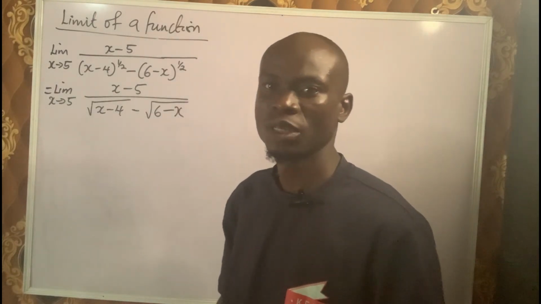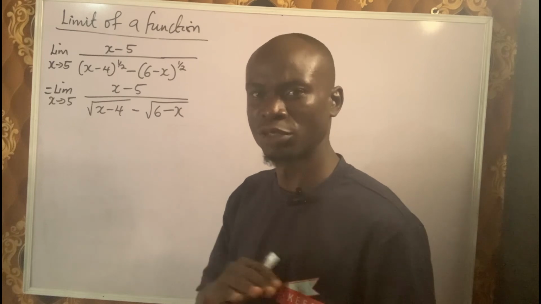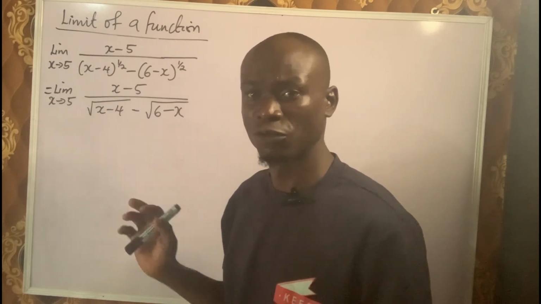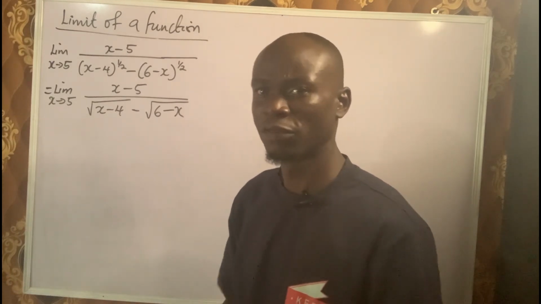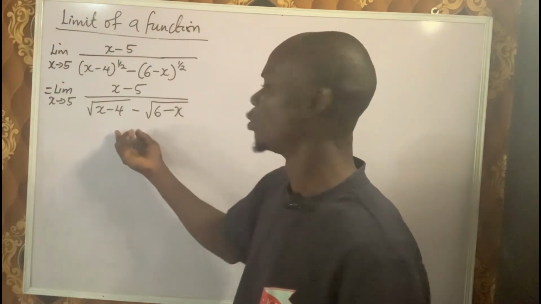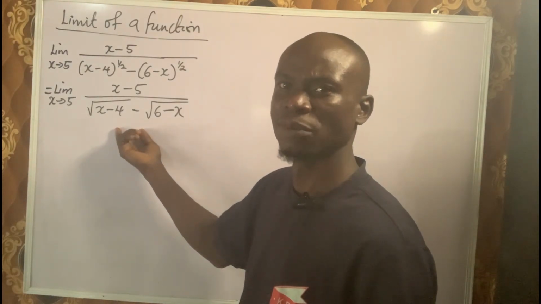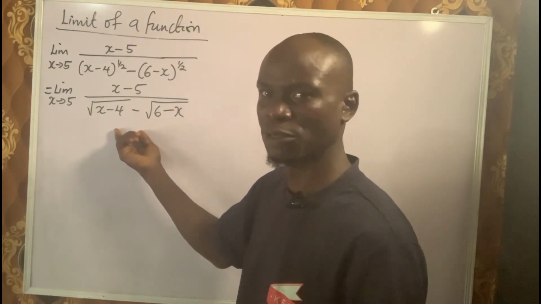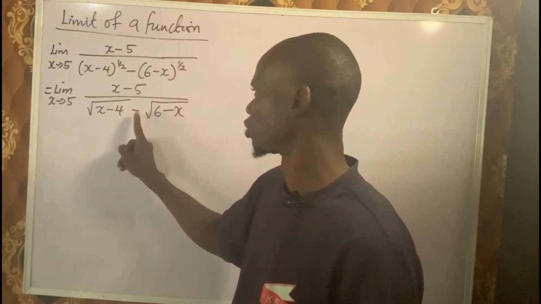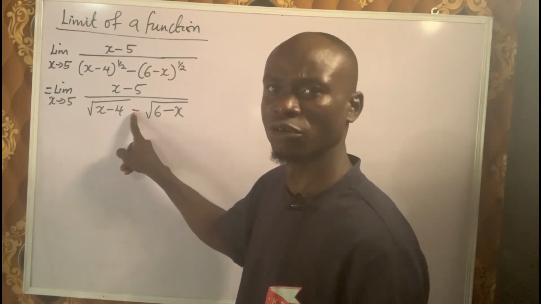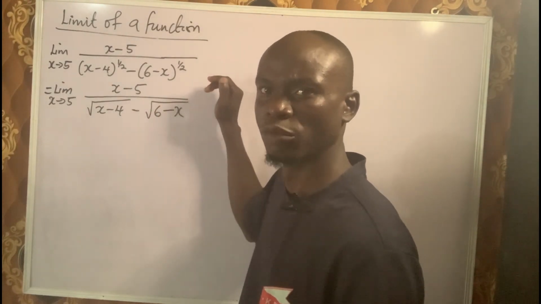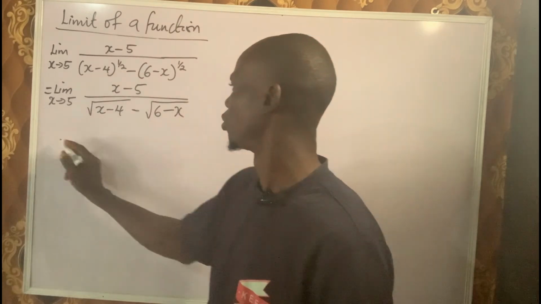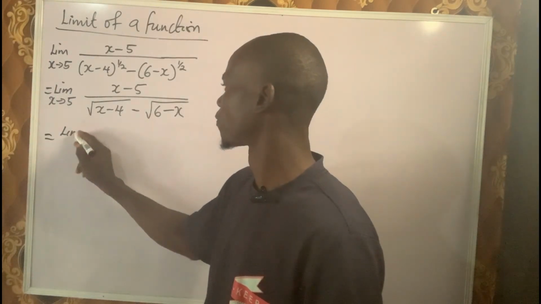Is that okay? Definitely you should know by now that the denominator, if we substitute 5 directly, will give us 0. That's why we have to simplify. So for me to break this down, I will rationalize the denominator, just as I explained in the previous problem. To rationalize this, we change the sign to plus, which is the conjugate. I use it to multiply the numerator and the denominator. So we have something like this.